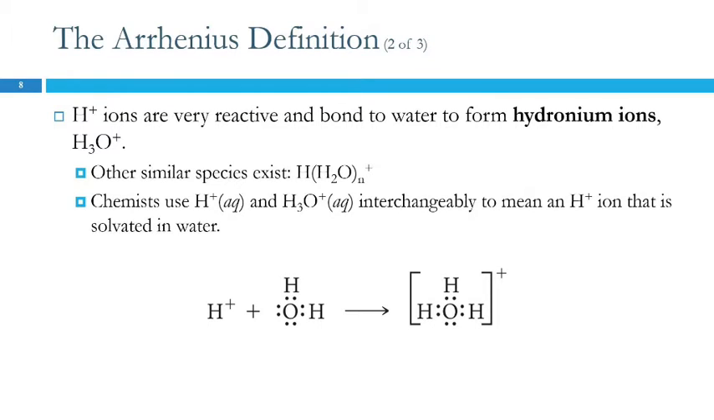So chemists will often use H plus and H3O plus interchangeably, because if we use H3O plus all the time, it makes our equations a lot more complicated, because then we have to account for the water molecule in there as well. What we need to understand is that when a chemist writes H plus aqueous, this is in water, right? We understand that it's actually H3O plus, okay? Any questions?